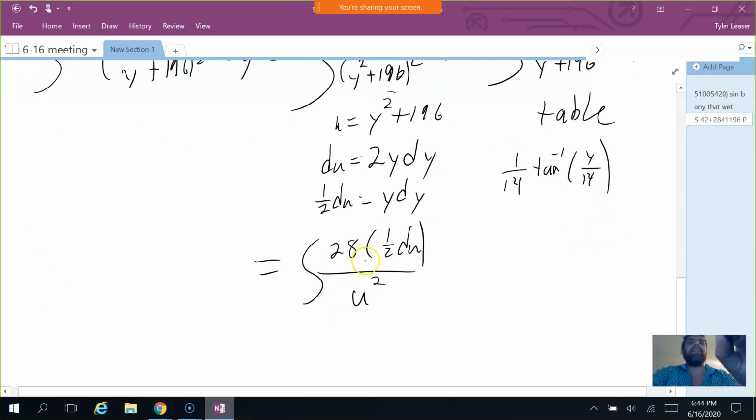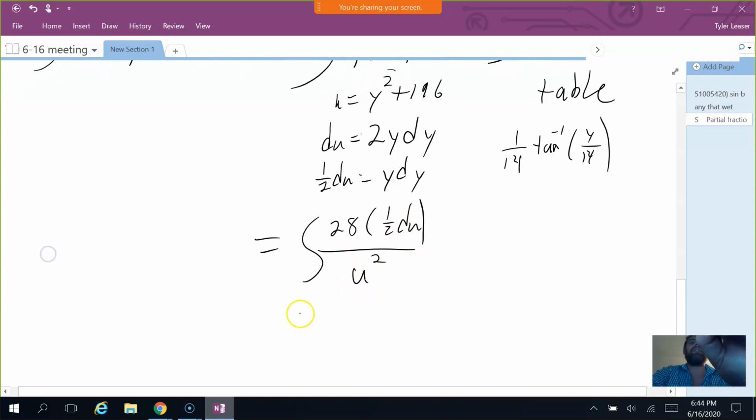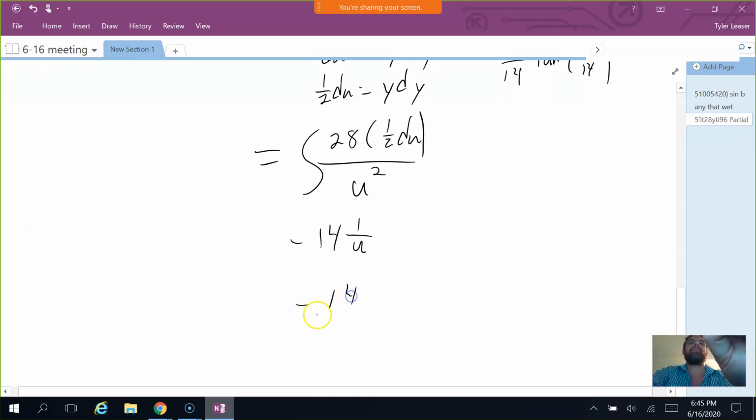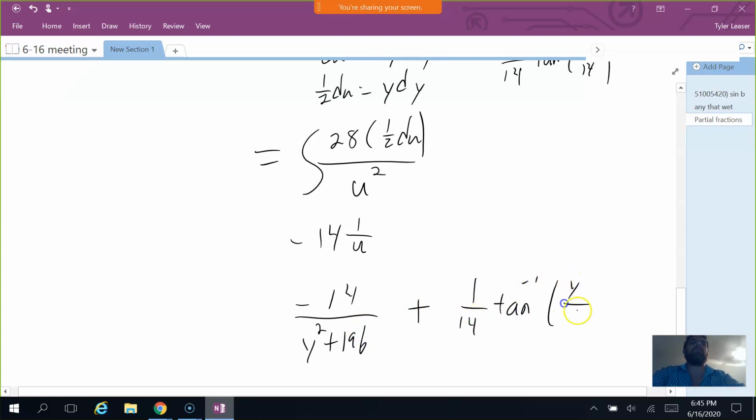Okay, we still need to find the antiderivative for this other one over here. So 28 divided by 2 is 14. And then the antiderivative of u to the negative 2 is going to be negative u to the negative 1. But don't forget, we don't really care for u to be in here. We're going to substitute that to be the y squared plus 196. And we can also include this other one, the tangent inverse of y over 14 plus c.